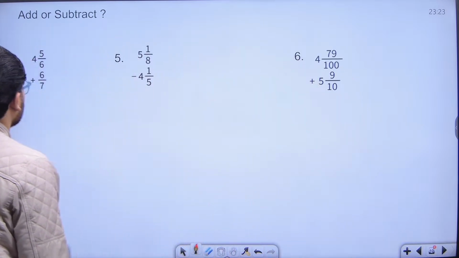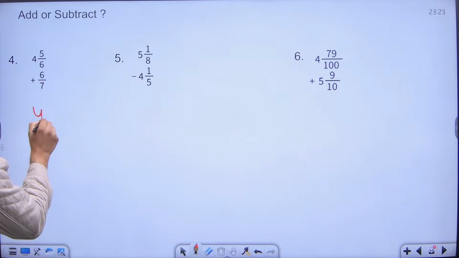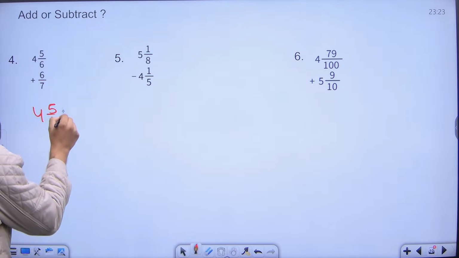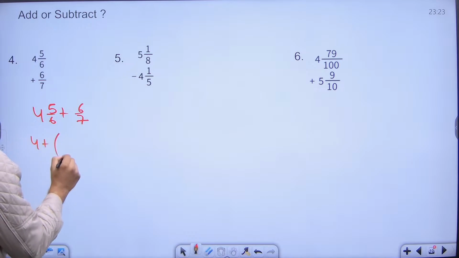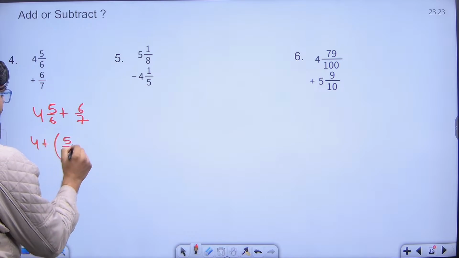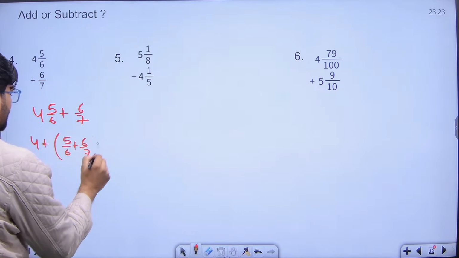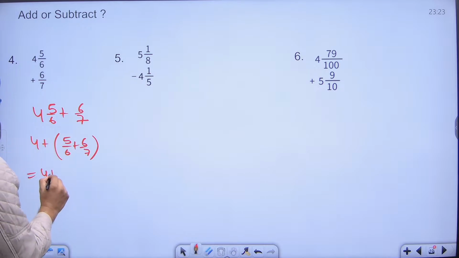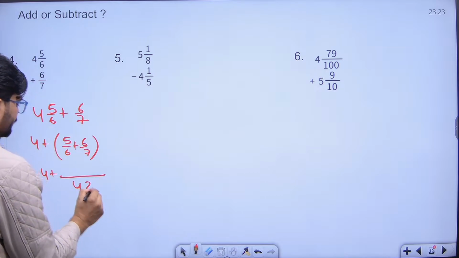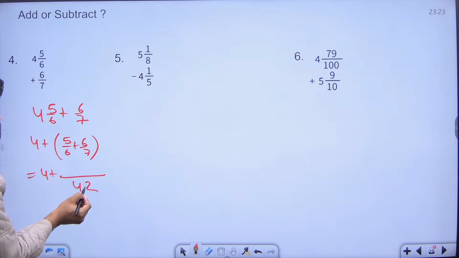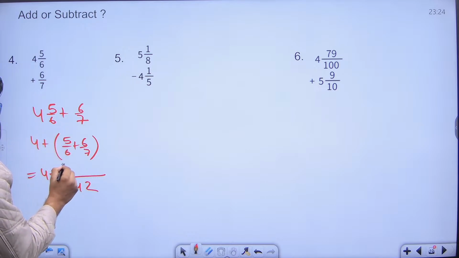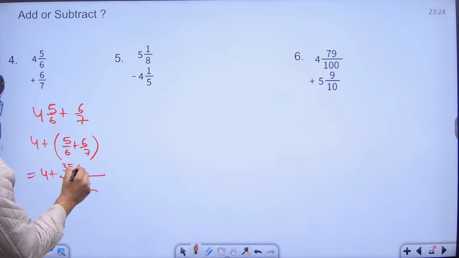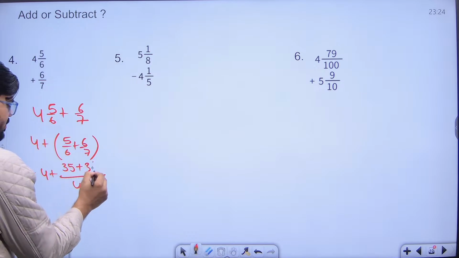Next question. So it is 4 5 by 6 plus 6 by 7. So it is going to be 4 plus 5 by 6 plus 6 by 7. So the LCM is going to be 42. 6 will go how many times in 42? 7 times. So 6 is multiplied by 7, so 5 will also be multiplied by 7, so you will get 35. Now 7 is multiplied by 6, 6 into 6 is 36.